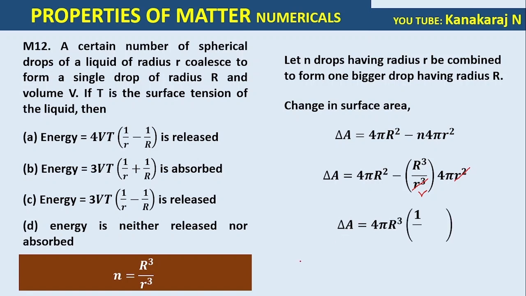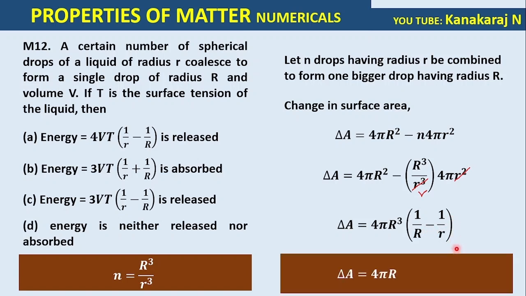So del A equals 4 pi R cube multiplied by, within the bracket, 1 upon capital R minus 1 upon small r. We keep this relation here: del A equals 4 pi R cube within the bracket 1 upon capital R minus 1 upon small r.